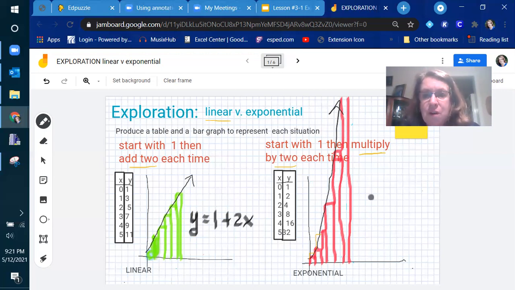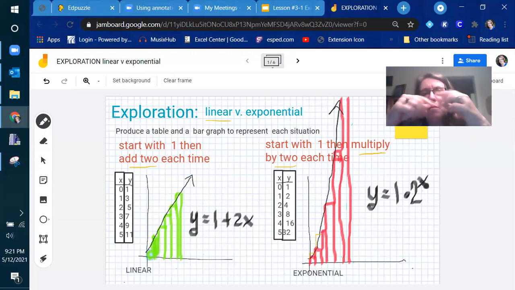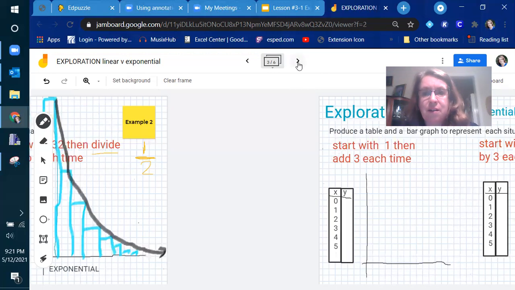Now for this one, I'm going to say y equals, and I'm starting with 1. And then my rule on this one is to multiply by 2 each time. Now here what I'm doing is I'm multiplying over and over and over. And if you multiply repeatedly, to show that you're multiplying repeatedly, we use an exponent. And let's just talk about that for a minute.